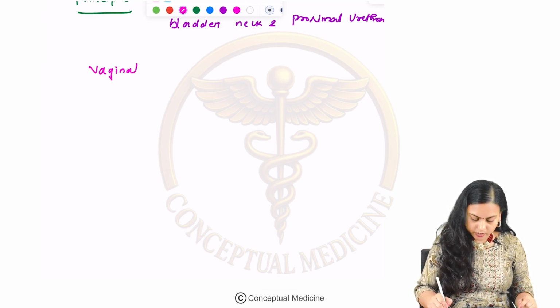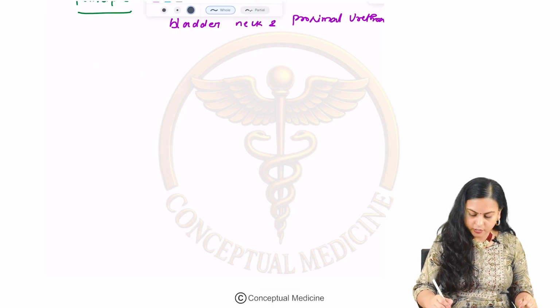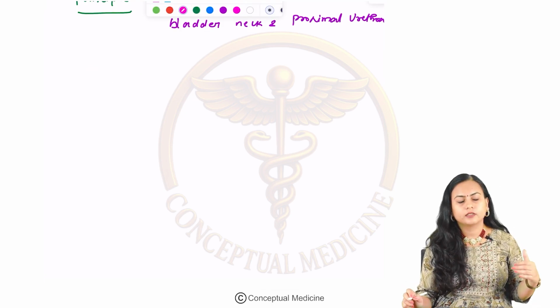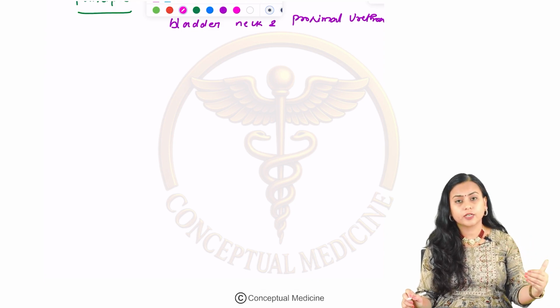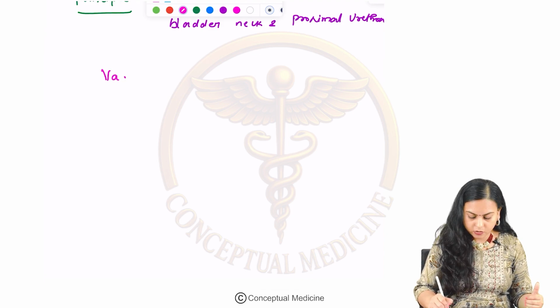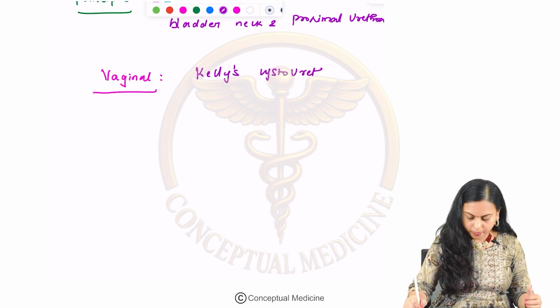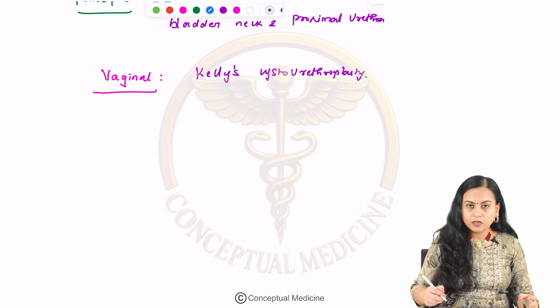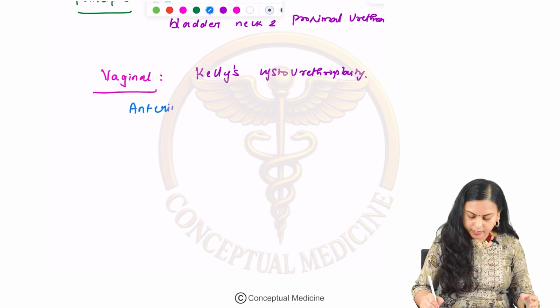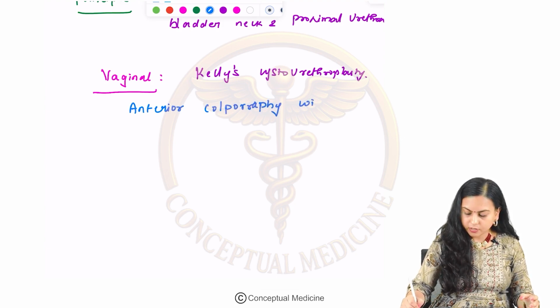There are so many methods of doing surgery for stress urinary incontinence. One is doing it through the vaginal route, where you can offer them Kelly's cysto-urethroplasty. Okay. So, this is nothing but doing anterior colporrhaphy with plication of the bladder neck.